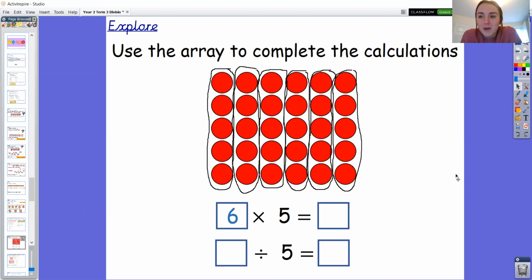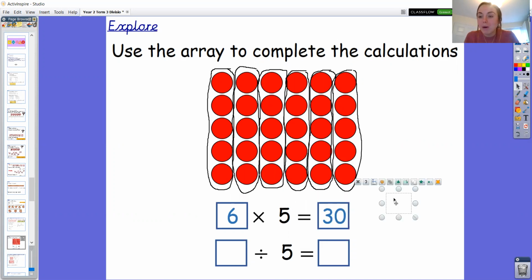6 times 5. Who thinks they know what 6 times 5 is? Should we check and count in our multiples of 5? I'm going to point to each column in the array as we count. Are you ready? 5, 10, 15, 20, 25, 30. Well done. The product of 6 and 5 equals 30.